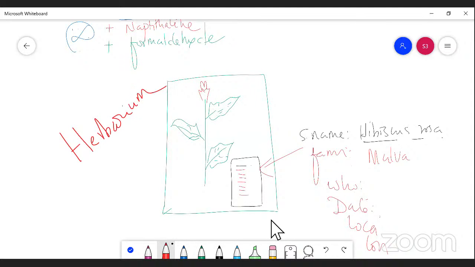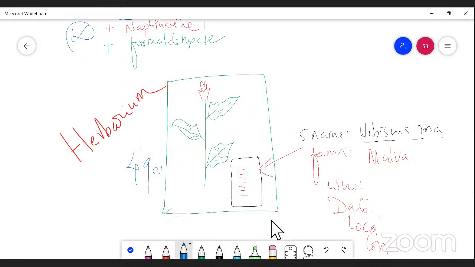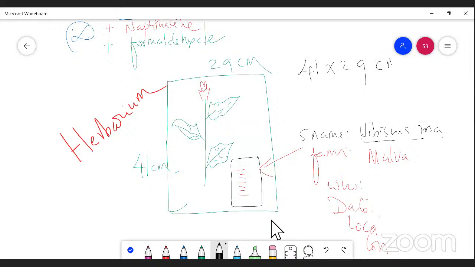Okay, what is the standard size of a herbarium sheet? The standard size of a herbarium sheet is 41 centimeter in height and 29 centimeters in width. So simply I can say 41 into 29 centimeter. That is the standard size of a herbarium sheet, right?